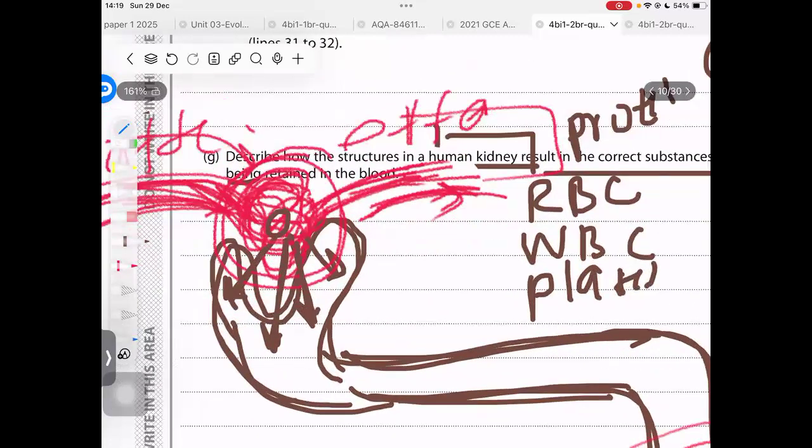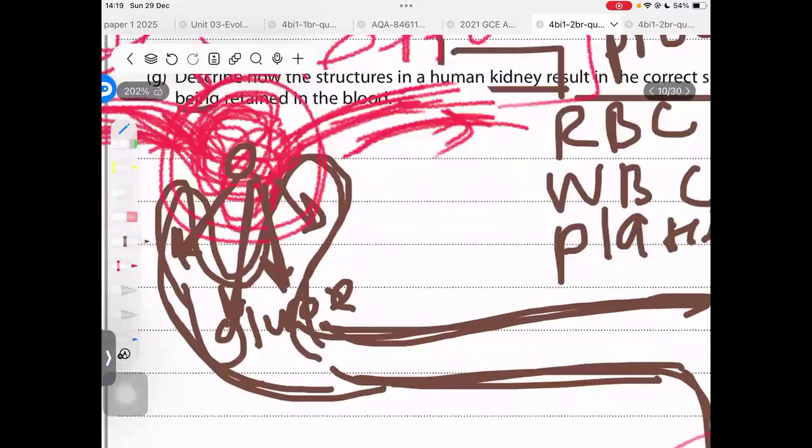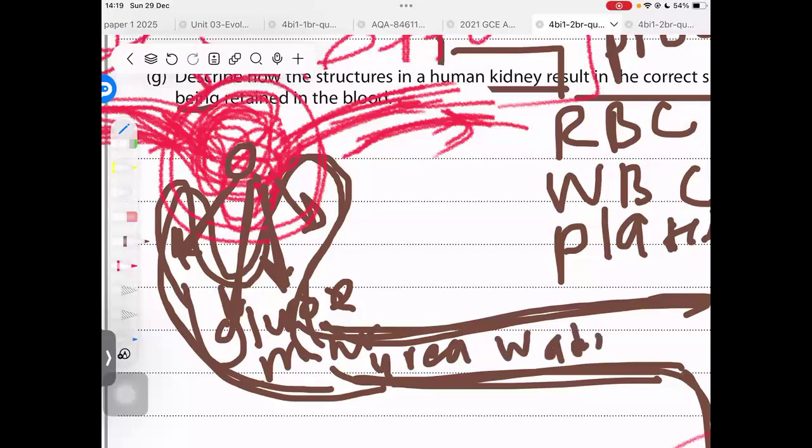They are not going to move into the Bowman's capsule. Only the soluble substances like glucose, right? Even glucose will pass inside, okay? Glucose and mineral ions, right? Urea, right? The water, right? These are the substances which will travel into the Bowman's capsule.